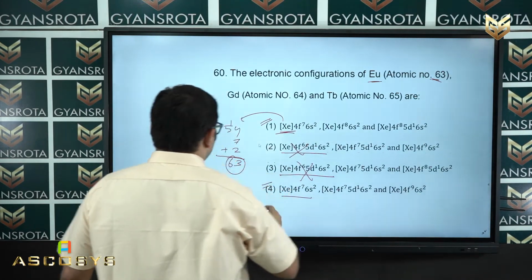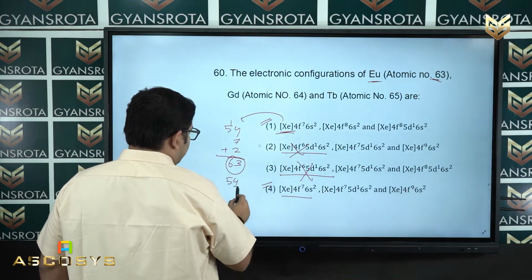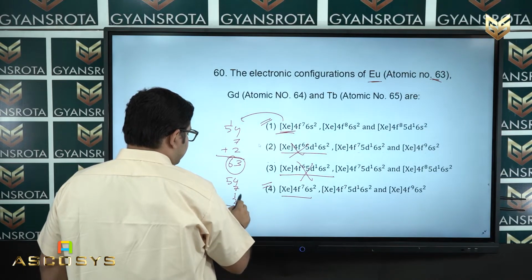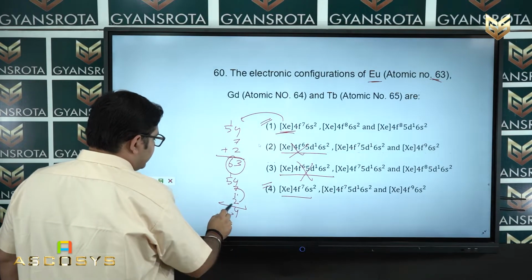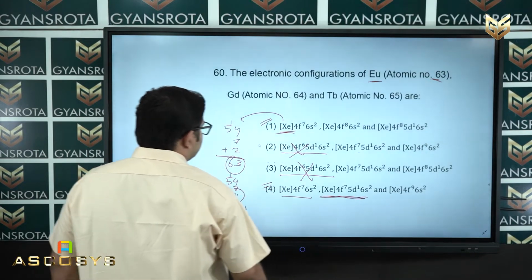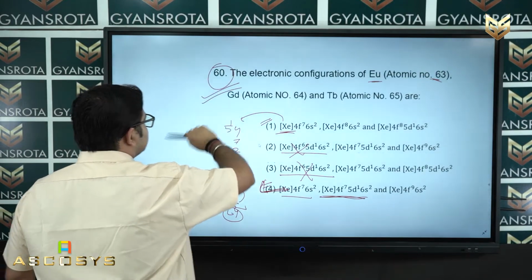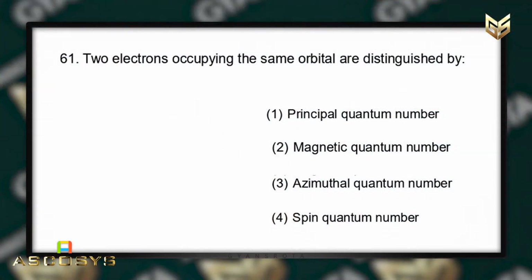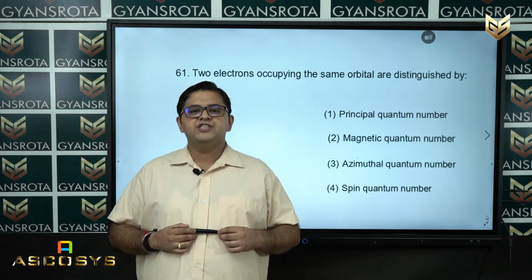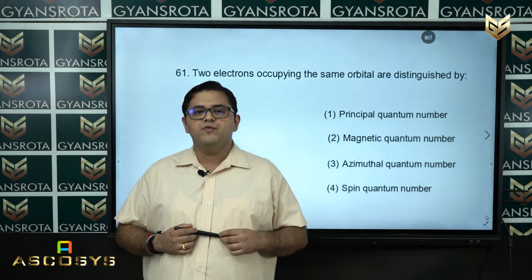Now, next move on to gadolinium, that is coming as 54 plus 7 plus 1 plus 2, that is 64. Yes. So, this configuration is showing the gadolinium configuration. So, your option number 4 is the correct answer of your question number 60. So, question number 61 is on your screen. Two electrons occupying the same orbital are distinguished by. So, this question comes from the structure of atom of your class 11 NCERT. So, now we are moving to the solution part.